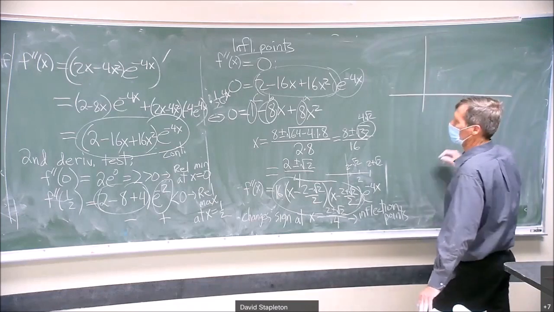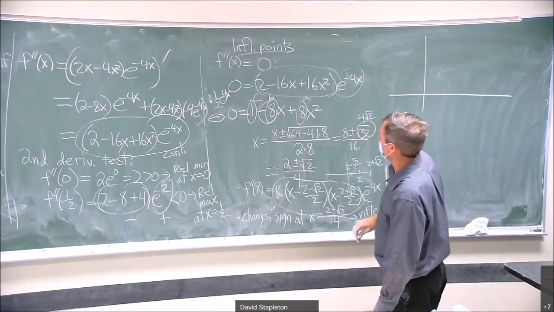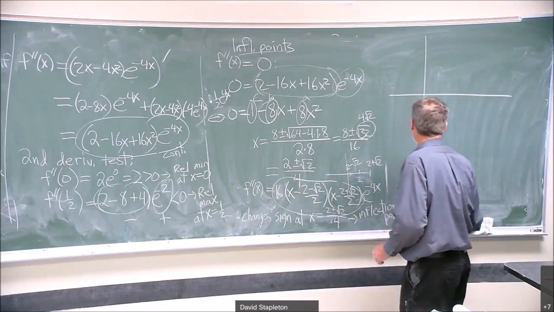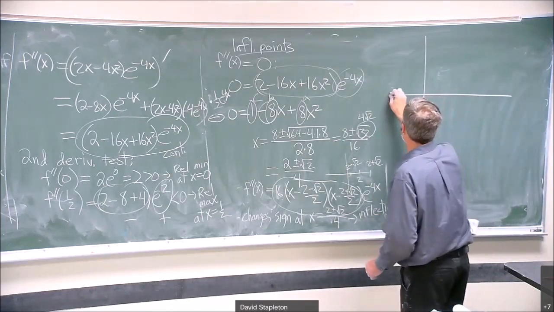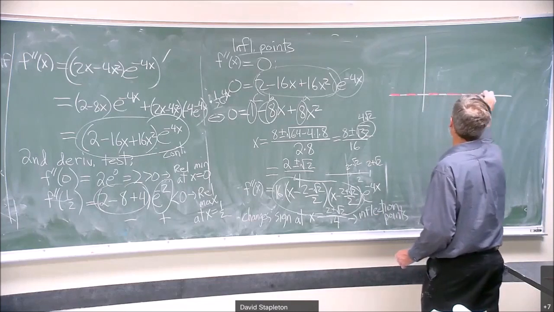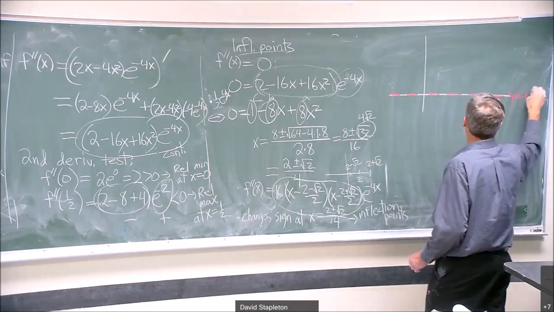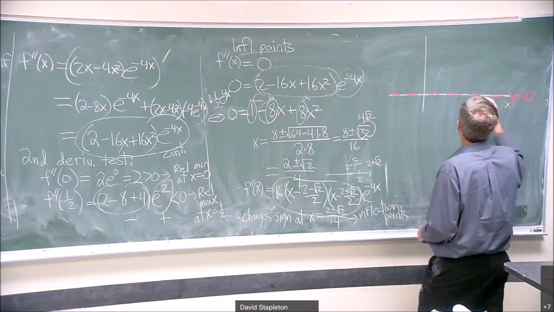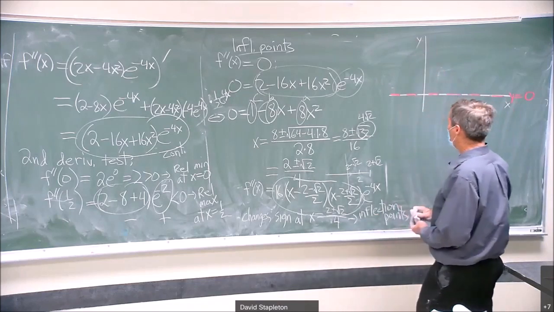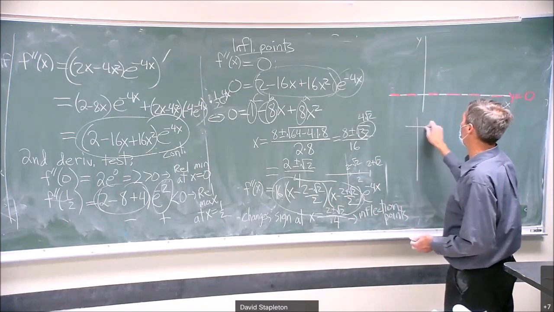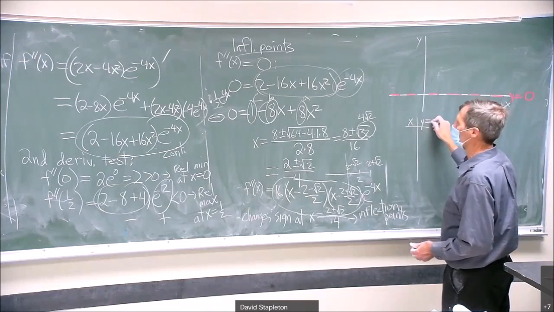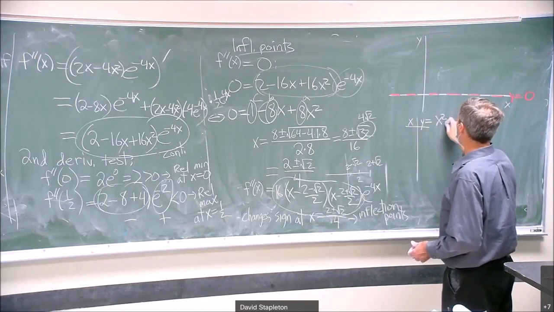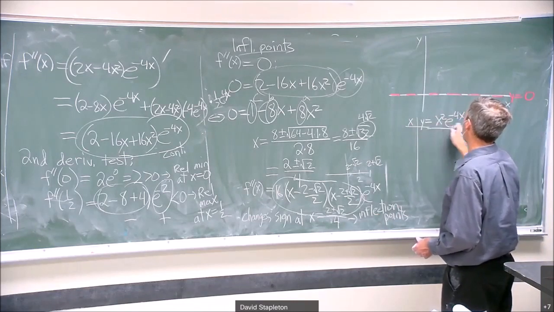What we want to do now is try and sketch this thing. We have a horizontal asymptote, y equals 0, so we sketch that. That was the first thing we found. Then we might make a table of some of these important points. Here's x and y equals x squared e to the minus 4x, our function.